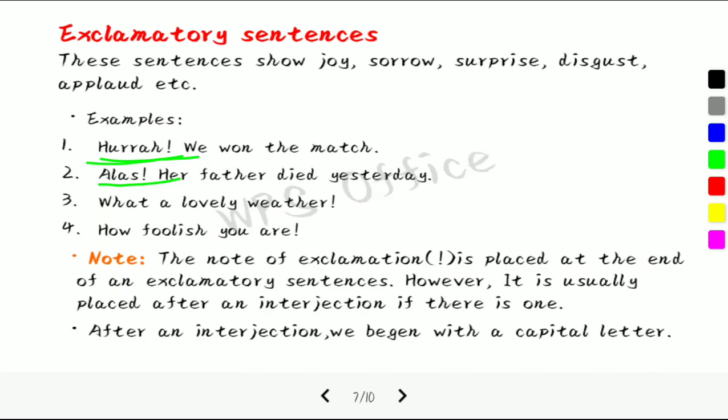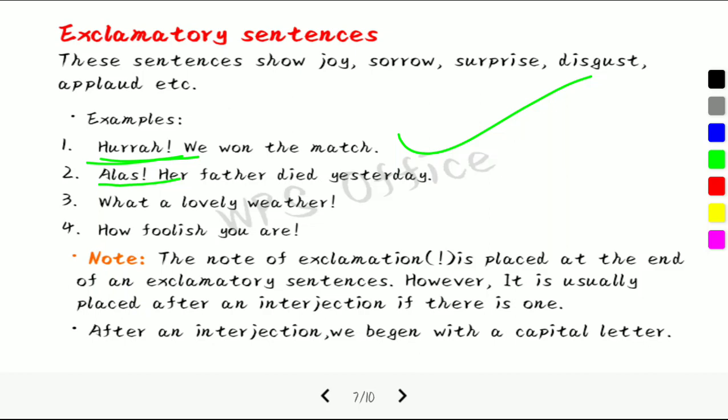Hurrah, we won the match. Someone has won the match, so how can we cheer them up? Hurrah, we won the match. We cheer them up. Alas. Alas is a word used to express sorrow. Alas, her father died yesterday. I'm so sorry that her father died yesterday. We use alas.